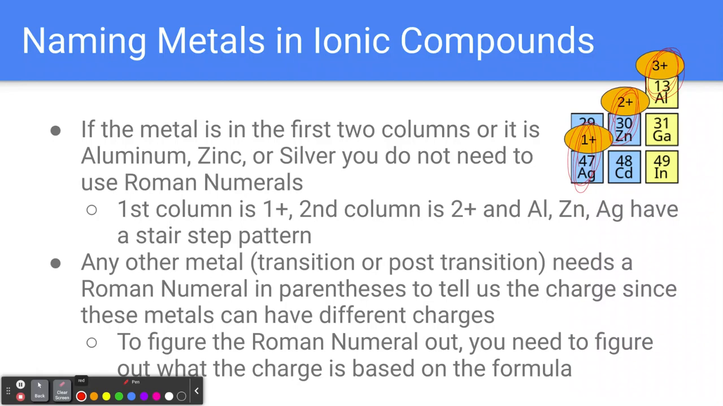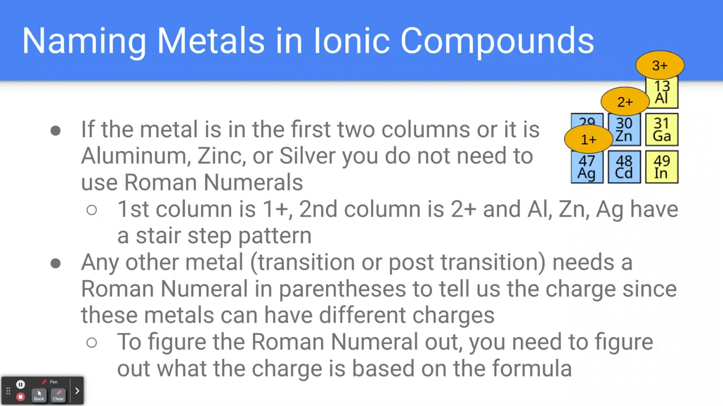Now, why do we care about that? Why am I talking about this? Because the other elements, so our transition metals in the middle, and then the other elements that are over kind of below aluminum over in here, we've got things like lead and tin over here. Those other elements can change their charges, and when they change their charges, we have to actually tell us what it is. So if you are not in the first 2 columns and you are not silver, zinc, or aluminum, you're going to need a Roman numeral to tell us what charge you have.